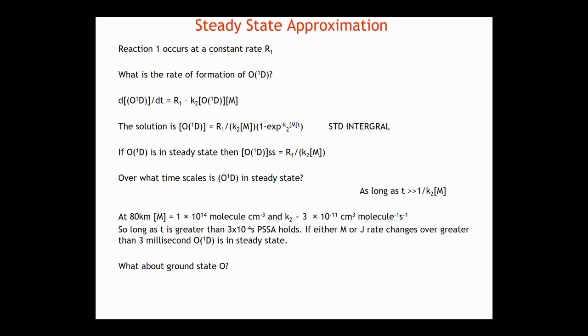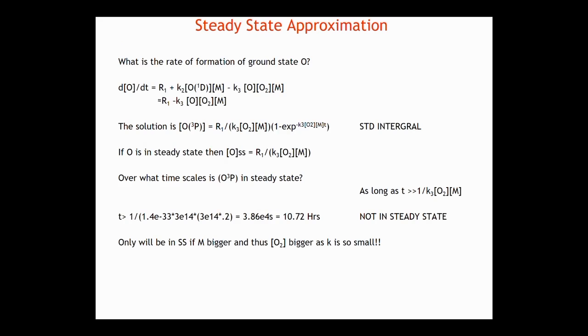We can do a similar thing for the ground state oxygen. And that's here. I'm not going to go through that now because we're going to do quite a lot of these today. Okay? But you get the idea. We're dealing with fast reactants. We're going to end up with an exponential decay function. That gives us a decay constant. And we're trying to understand how the relationship between that decay constant and the time involved in the reaction works. And we can see that now we need a time longer than 10 hours for this thing to be in steady state. So it's never in steady state. Yeah? So we can treat O sigma d as steady state, but we can't treat the ground state oxygen in steady state. I'll leave you to do the sums.